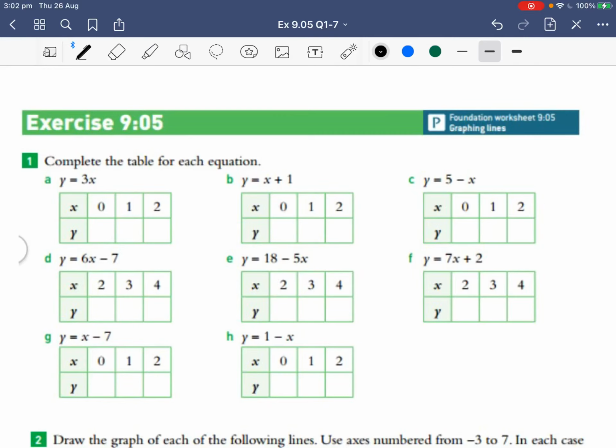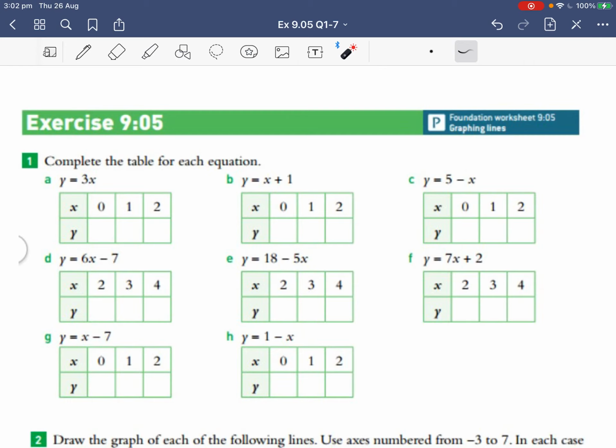Now, for question 1, you have to do all parts. So I'm going to do question 1A and D for you. To do question 1, what we're doing is we're completing the table for each question. Now, what we have been given for 1A is the equation y equals 3x.